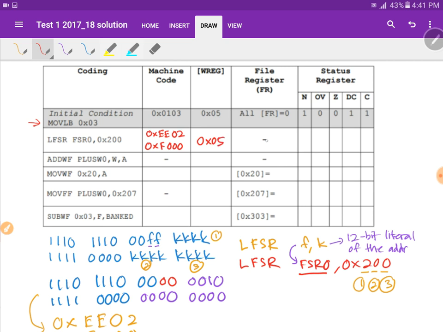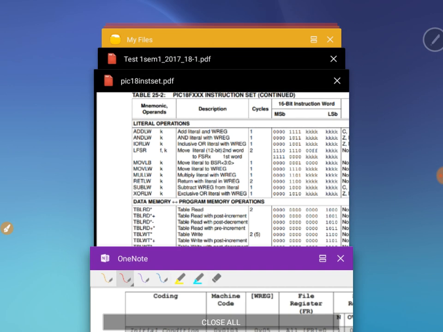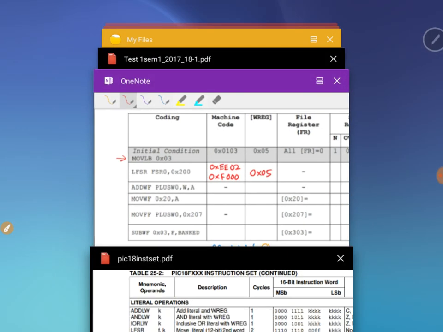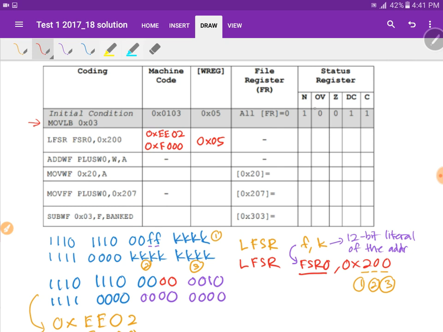And of course this is not related. And does this instruction affect the status register? How can we find that? We can look at the instruction set. This is LFSR. If you look here at the status affected, it is mentioned none, which means the instruction doesn't affect the status register. So in that case, the content of the status register remains the same.